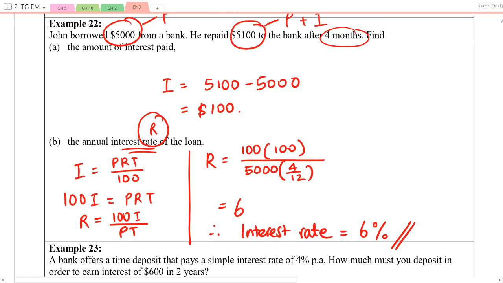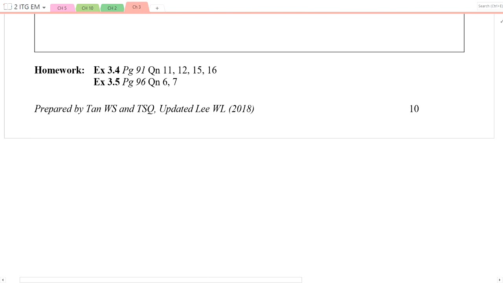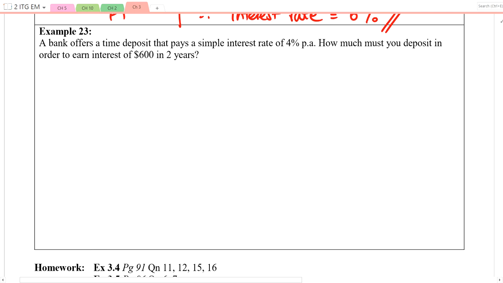Please do not write this as 6%. This will be wrong. Okay, because this value is equals to 6 and 6 is not equals to 6%. Okay, and finally you get to do it yourself. For example 23.